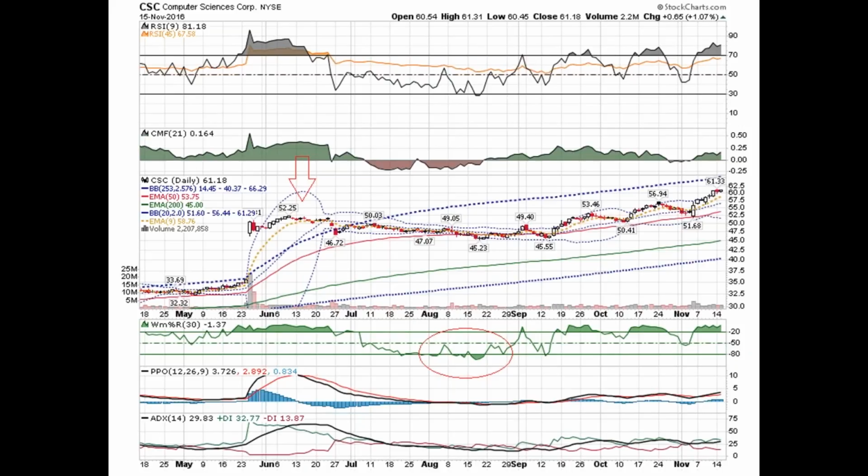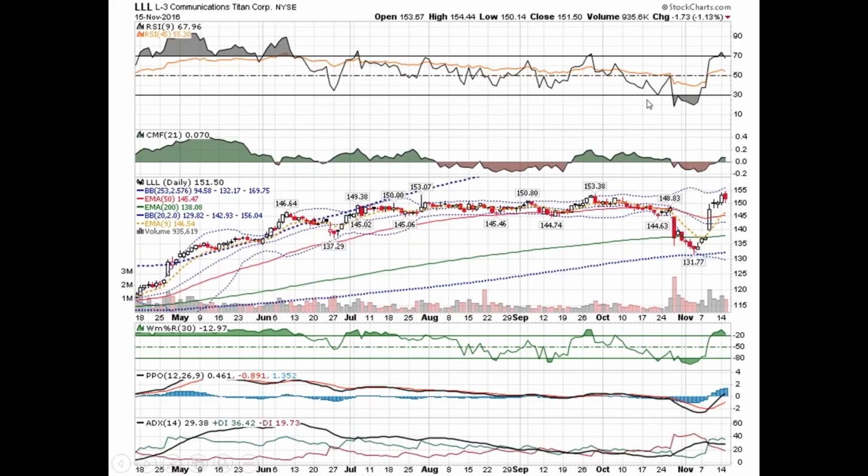Finally got oversold in August. And then what happened? It continued up after that oversold condition. Here's another stock that breached the upper band, L3 Communications. You know, actually broke it, continued to run above it, and then here's the little failure right at the upper band.